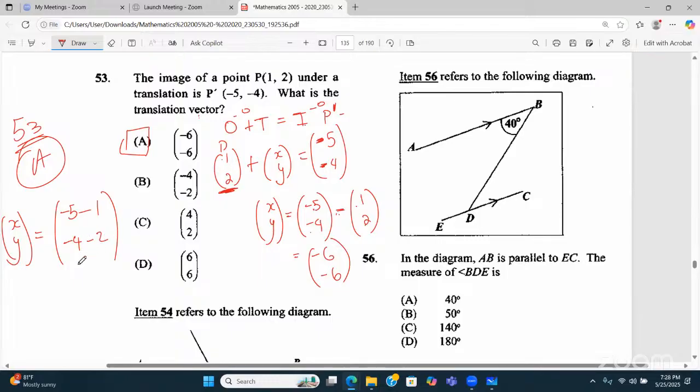So what you were asking is when the signs are different. You subtract and keep the sign of the larger, or of the numeric larger value number there. But this is different. This is just -5 minus 1. That's a -6. -4 minus 2. That's a -6 again. Okay. Yes, I understand now, sir.